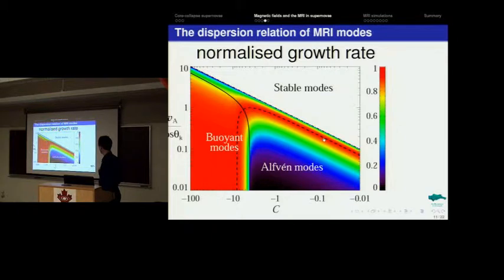The variable color-coded is a normalized growth rate, and so we have below this line unstable modes with a certain growth rate, and we can distinguish between two different modes: the Alfvén modes, which are more or less the classical MRI modes, which grow fastest in a particular range of wave numbers, and the buoyant modes, which resemble convection, which grow fastest basically from the unstable threshold to lambda equals infinity.